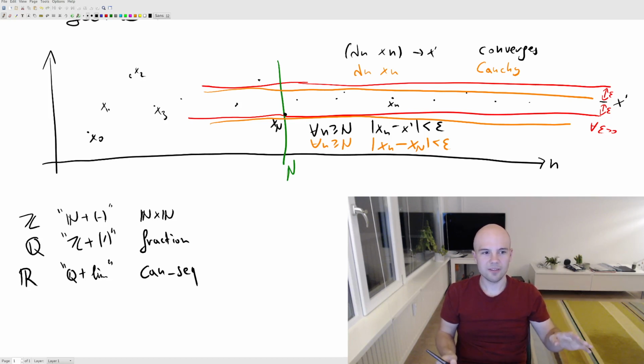And very similar to how we constructed the integers from pairs of natural numbers and the rationals from fractions of integers, we'll now construct the real numbers from Cauchy sequences of rational numbers.